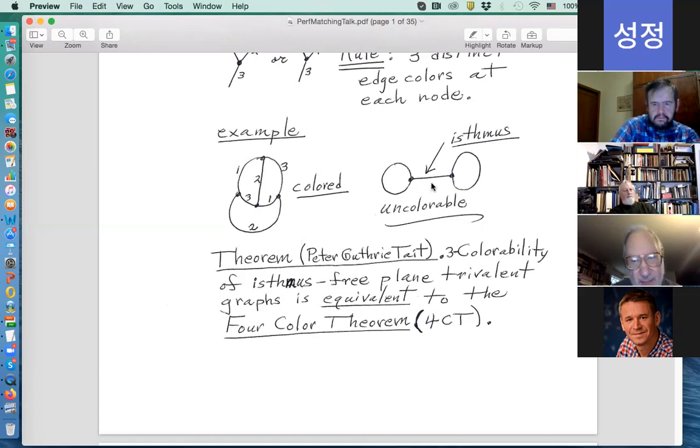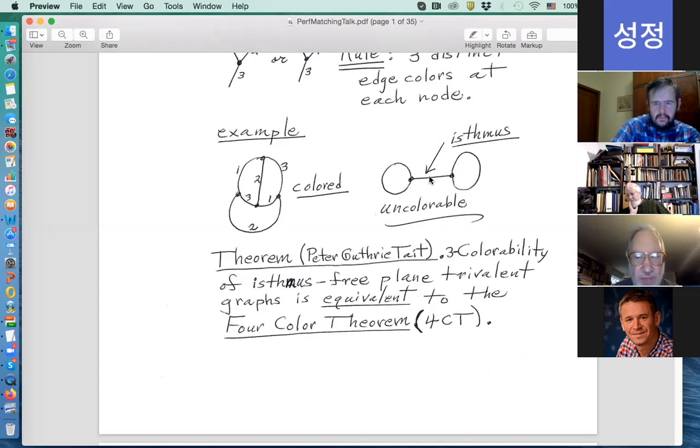And here's an example of a graph which you can't color because there's no way to get 3, since there's only 2 edges coming into that vertex if there's a loop at a point. So what you don't want if you're going to try to color a graph is an isthmus. That is, you do not want an edge which, if you remove it, will disconnect the graph. So one says the graph is one connected, or one says it has an isthmus if you can disconnect it.